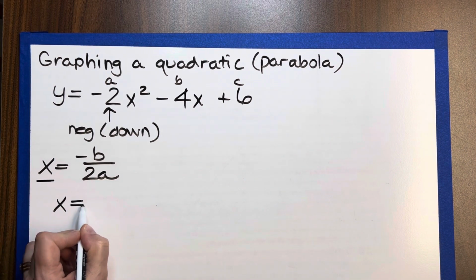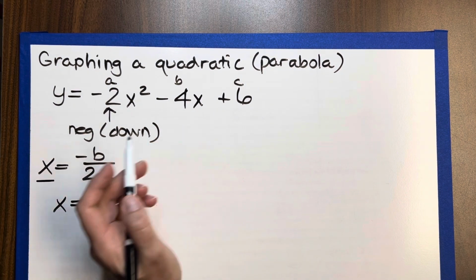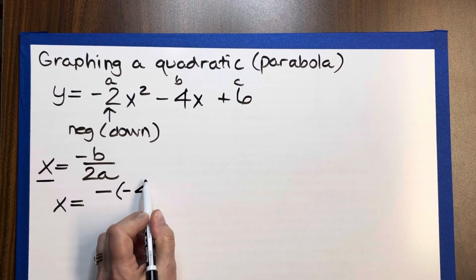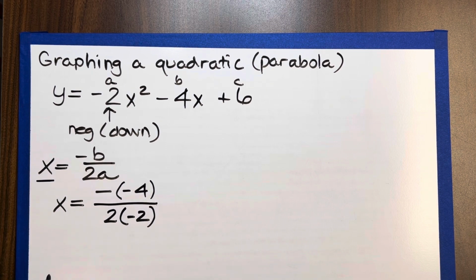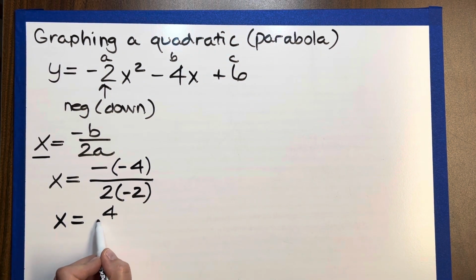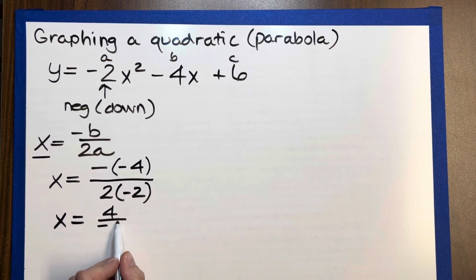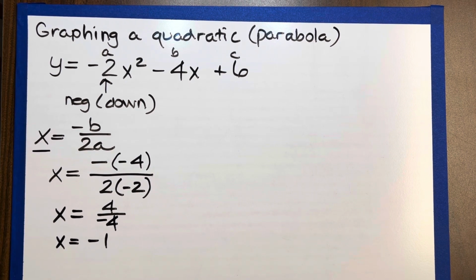So to get x, I'm going to take the opposite of b. So the opposite, b is already negative 4. I'm going to put that in parentheses, over 2 times a, and a in this case is negative 2. So when I simplify with my signs, the opposite of negative 4 would be positive 4, and 2 times negative 2 is negative 4. So that means that the x value of my vertex is negative 1. So I've got that. I'm going to put the vertex, and I'm going to put negative 1 for x.